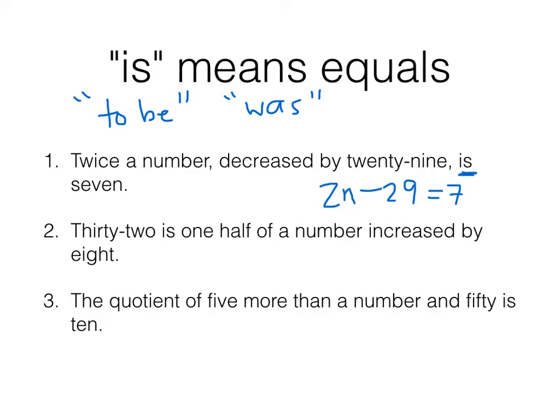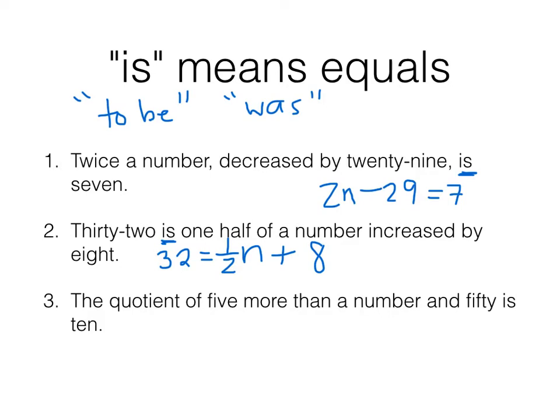How about the next one? 32 is 1/2 of a number increased by 8. So this time we've got 32 is. We've got our is there on the left-hand side, right at the beginning of the sentence. 32 is 1/2 of a number. Remember, that's half times. No dot, no parentheses. Get out of that habit of using the extra pencil lead. Increased by, so we're adding. Increased by 8.